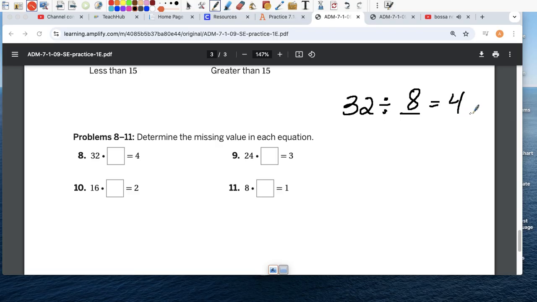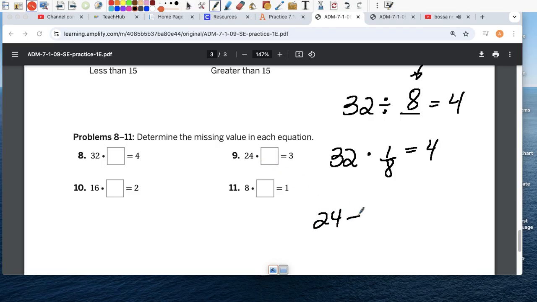If you remember division, division is the same thing as multiplying by the reciprocal, right? So it's 32, and division can be represented as multiplied by the reciprocal of this number. 32 times the reciprocal of 8, which is 1 over 8, equals 4. What's 1/8 of 32? 4. It works.